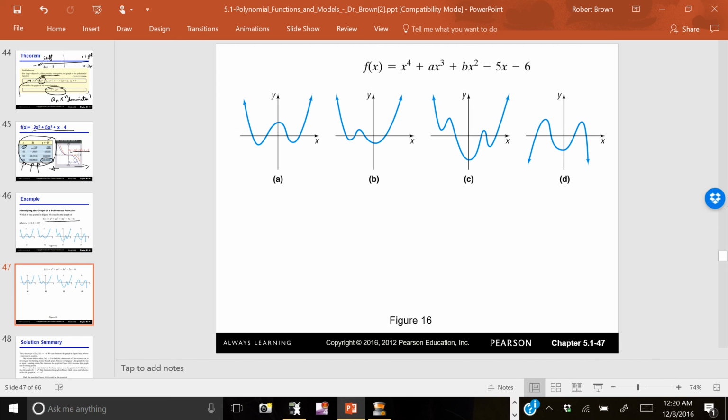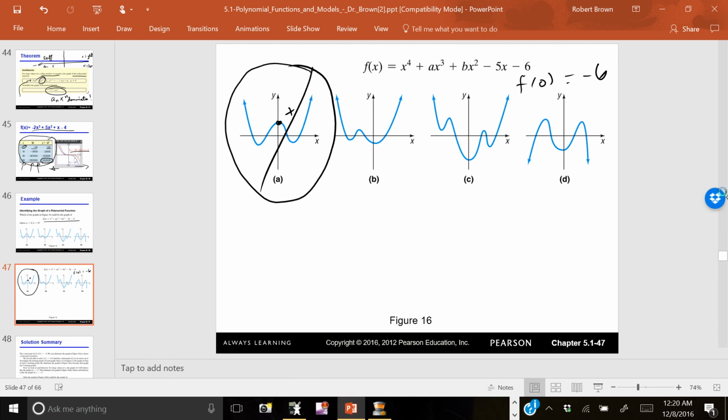First of all, let's look at the first one. It has a y-intercept that is positive. Notice that f of 0 up here is minus 6. So that could not be the graph.